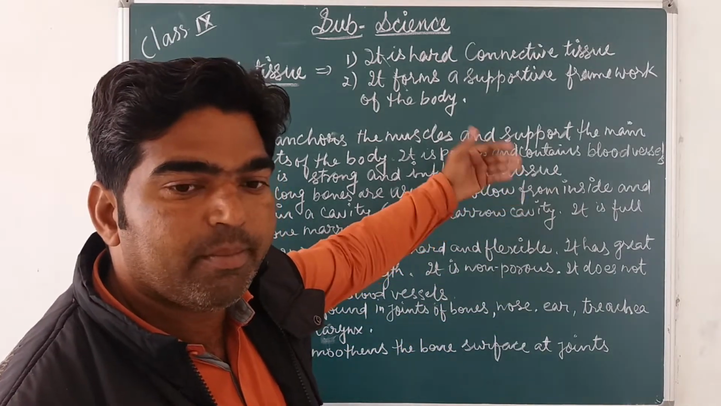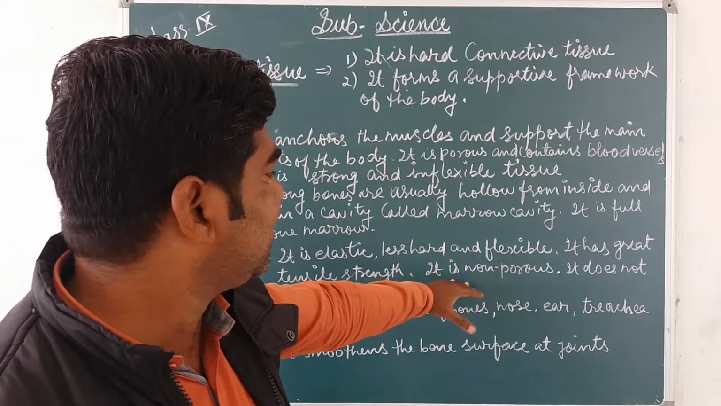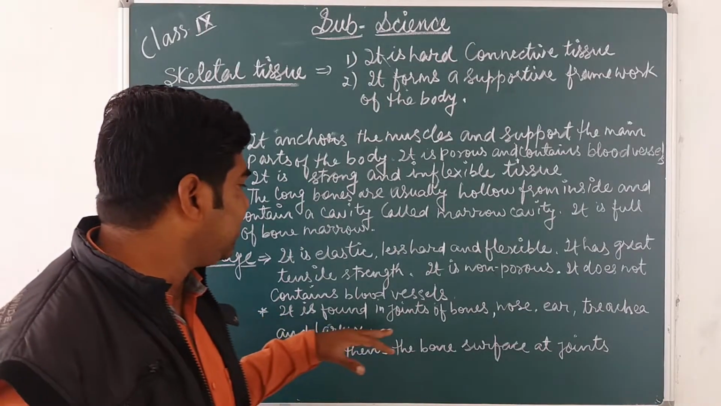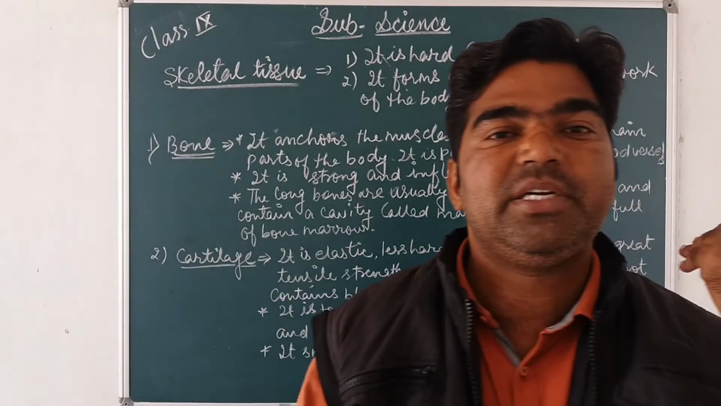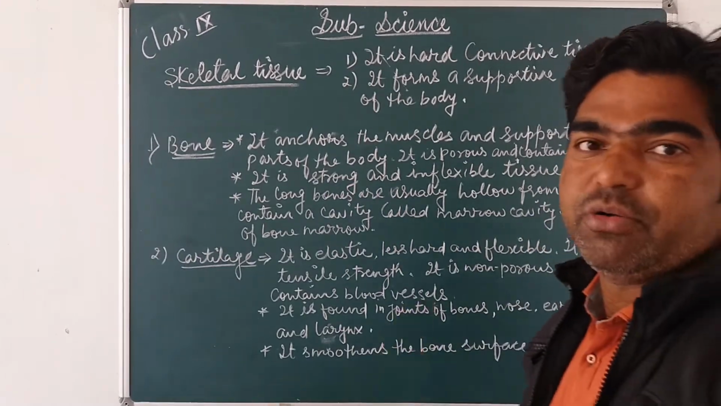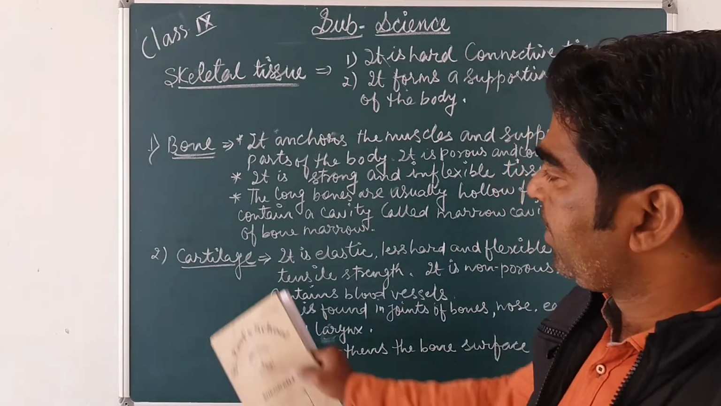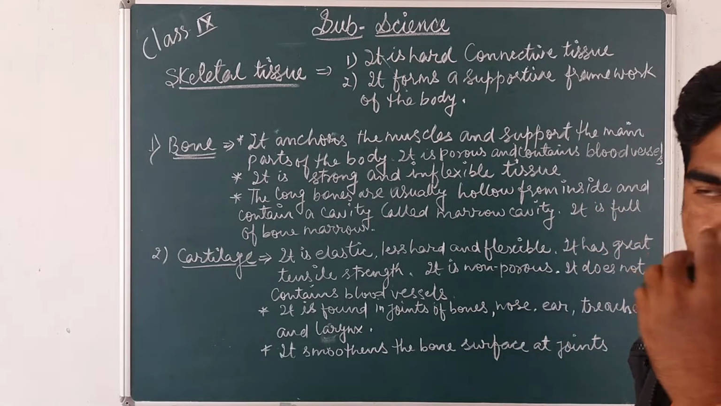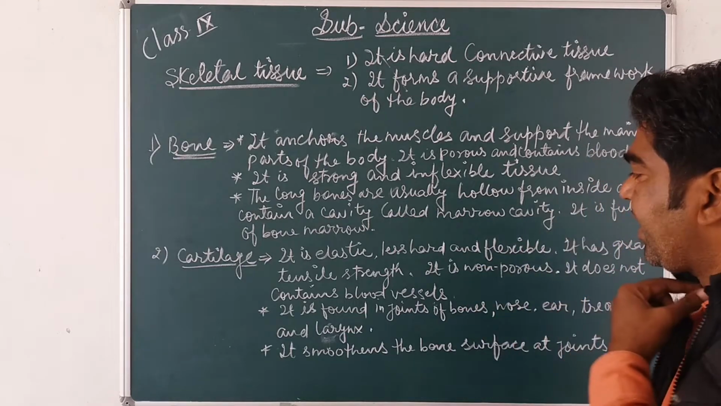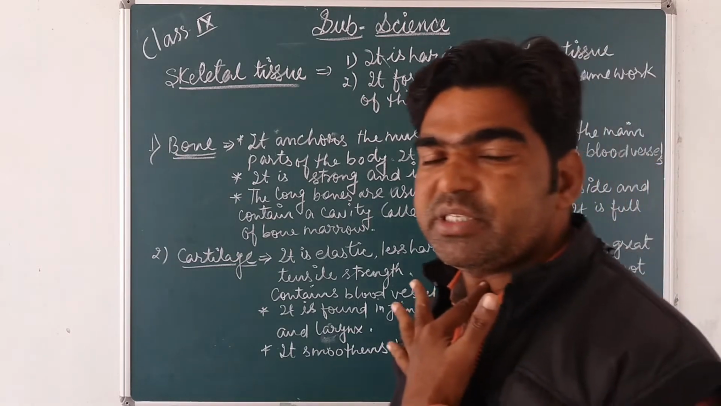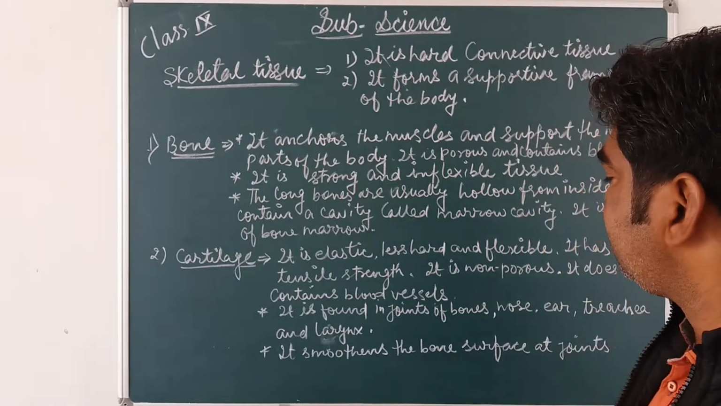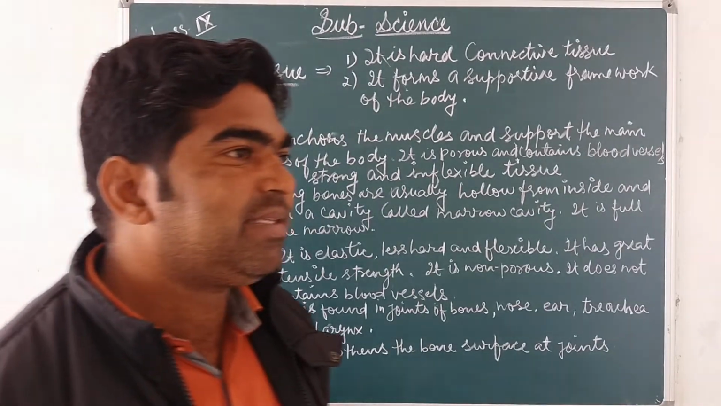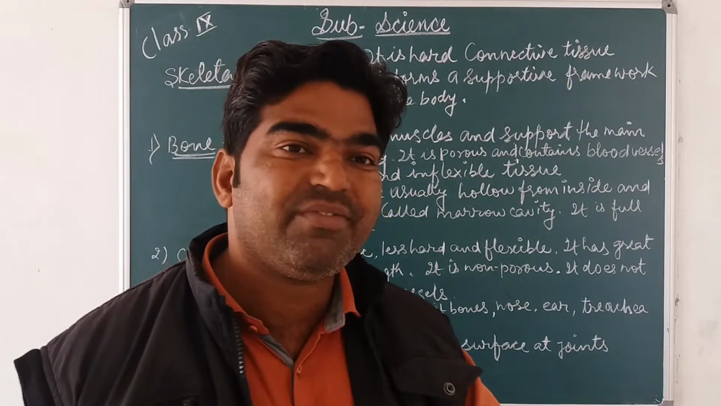The bone was porous, but this is non porous and it does not contain any kind of blood vessels. It is found in the joints of bones, where the joints are found in the body. There it is found, this cartilage, and it is found in the nose, the ear pinna, the trachea and larynx, the voice box. It smoothens the bone surface at the joints, making the joint surface very smooth.